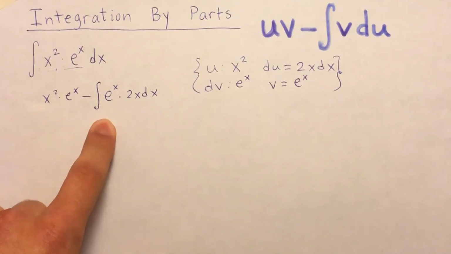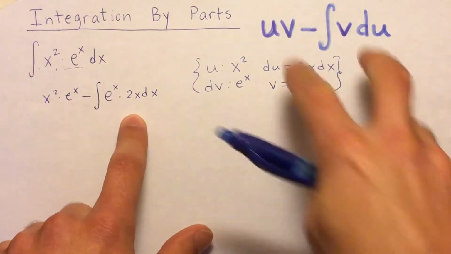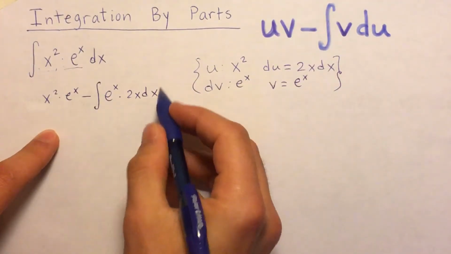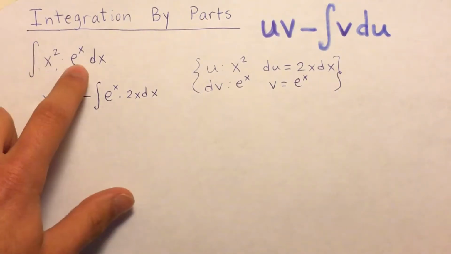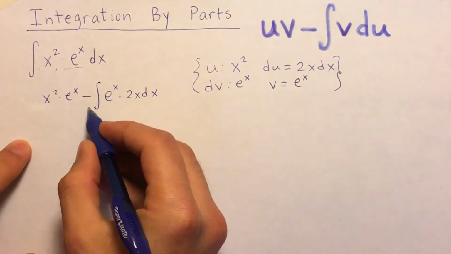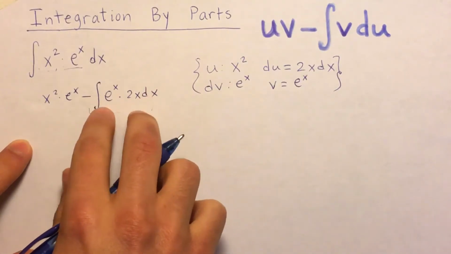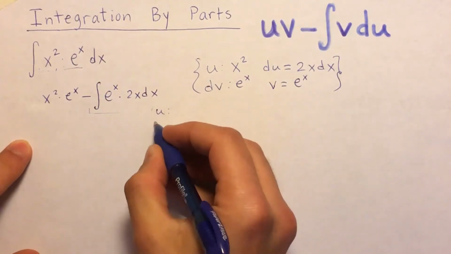Well, now you're wondering how do we integrate this? Well, guess what? You're going to have to do the integration by parts formula again. So we're integrating this by parts. So this is basically a two integral by parts question. So now this part, we're going to do the same thing, picking. So we have two things being multiplied together. So one has to be the u, and the other has to be dv.